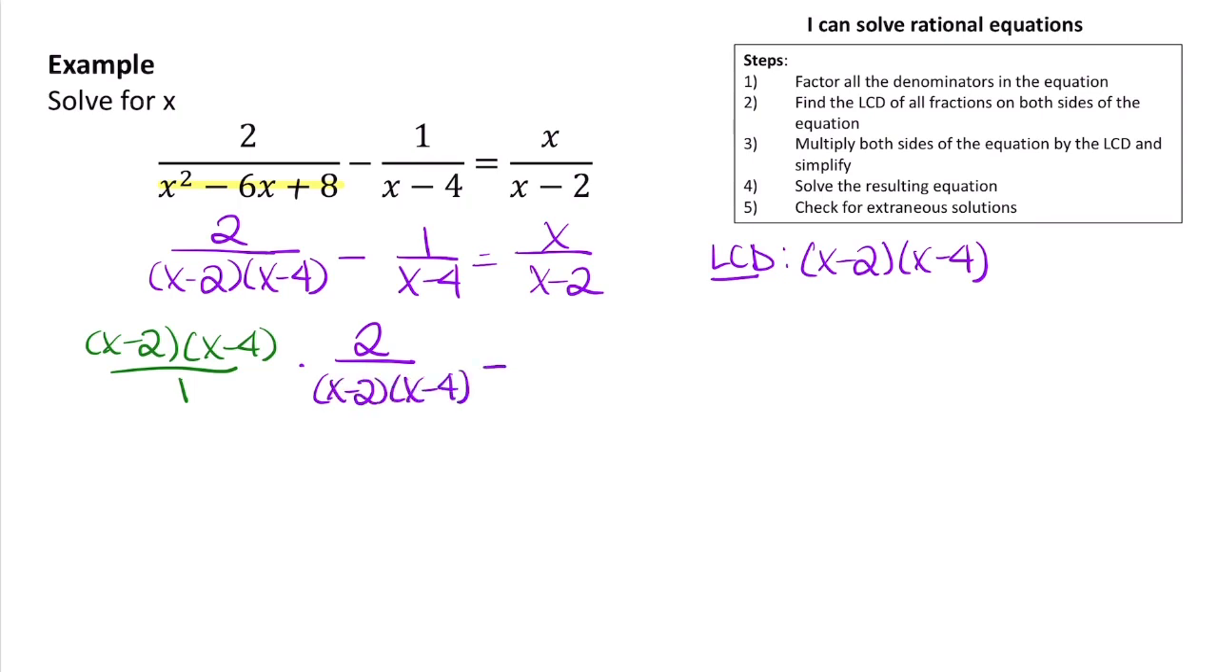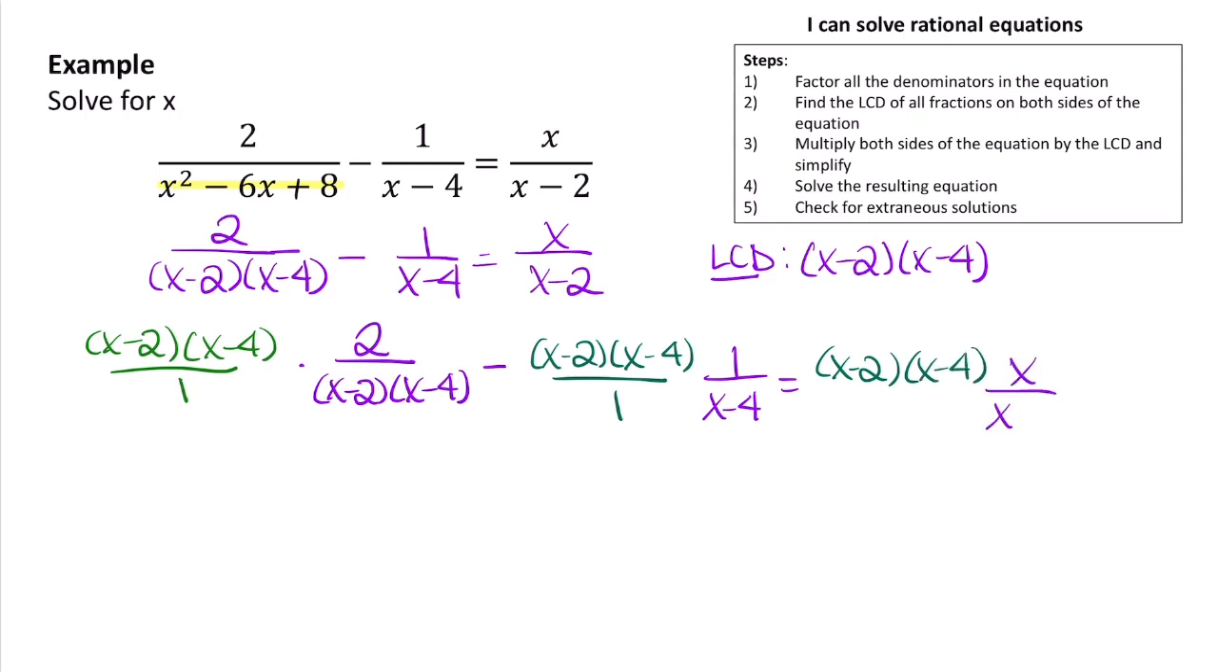And then minus, and then we have here, we're going to multiply x minus 2 times x minus 4 over 1. And then that's going to multiply the 1 over x minus 4. And that's equal to, here we have x minus 2, x minus 4. And then multiply that by x over x minus 2.